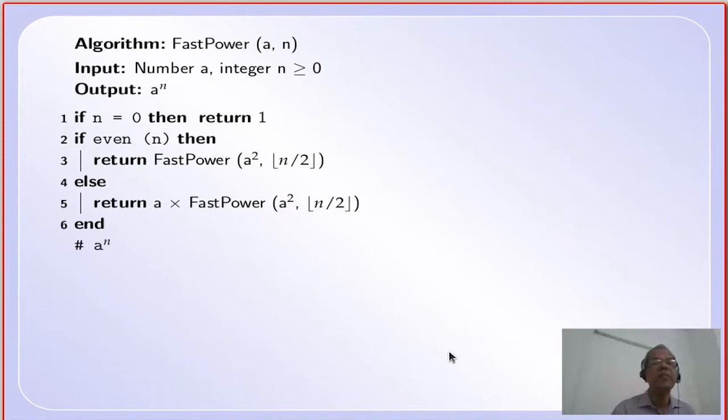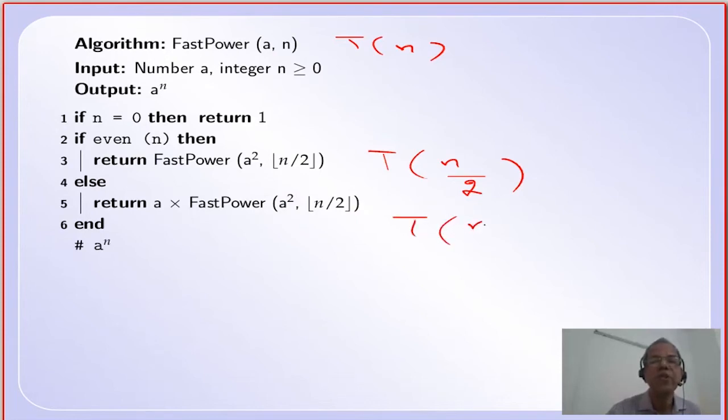Now here, this is the algorithm. This is size n, T of n. This is T of n by 2. Okay, strictly speaking, T of n by 2 floor. This is also T of n by 2. I am asking an old question. How many recursive calls are made? One call to fast power will result in one recursive call or two recursive calls? One recursive call.